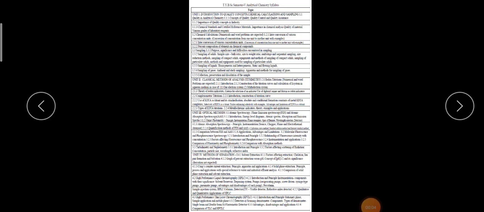Today we are going to start the next unit of analytical chemistry. That is unit 3. The name of unit 3 is optical methods. In that we have to see 4 different types of techniques. First one is atomic spectroscopy.